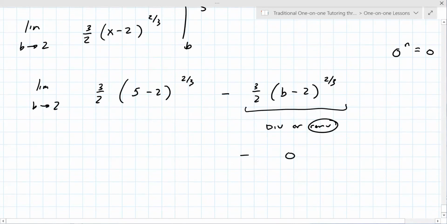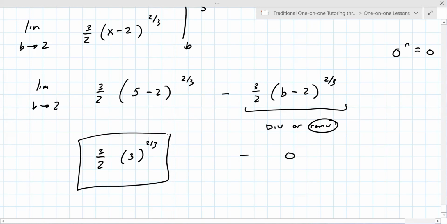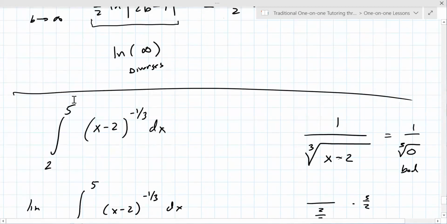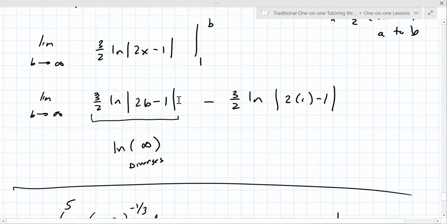But the whole integral becomes 3/2 times 3 to the 2/3 power, so this is your final answer. It converges to that, not 0, right? Yeah, not 0. This one on the right converges to 0. But the really important thing is when you get a number, you can literally put it in. When you get infinity, you have to decide what happens as that number gets large or really small.